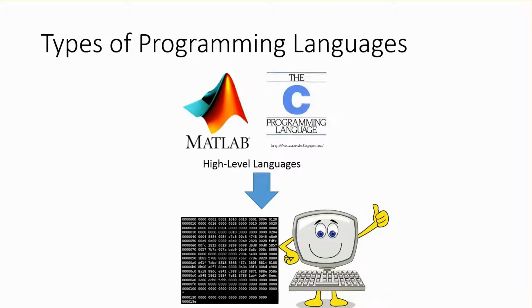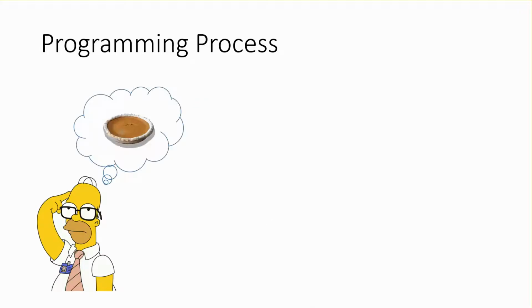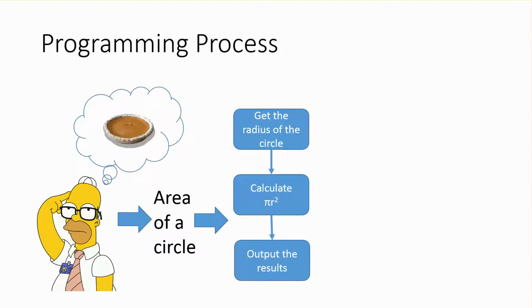Well, we're going to take a step back and talk about the whole programming process for a minute. So what usually happens is we have some sort of problem that we want to solve. So let's say I have a pie and I want to know how big it is, right? Well, I might say, I don't know exactly how to find out how big a pie is, but I can turn this into a problem that I do know how to solve, which is to find the area of a circle. A rough estimation, right, of the size of my pie.